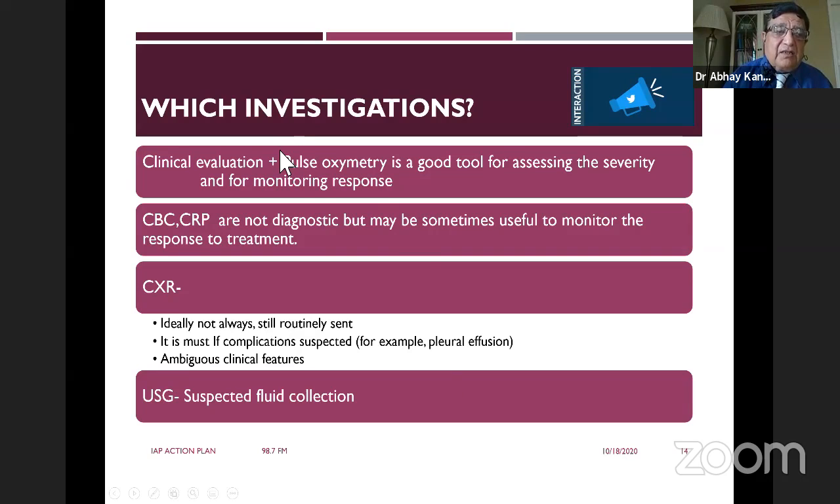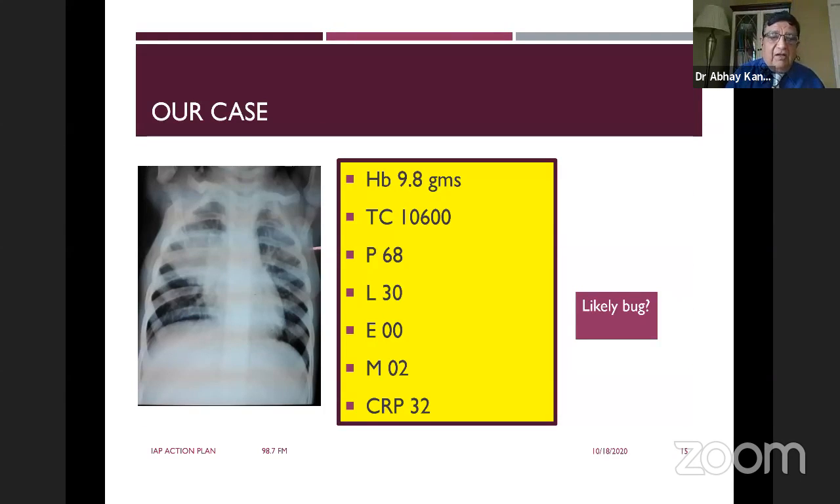So in general, as clinical evaluation, pulse oximetry, at the most CBC, CRP, X-ray chest, and USG in a suspected pleural infection are all that is required in a case of investigation. When we did our investigation, in our case, you can see that there is a classical case of pneumonia. You can see this cotton wool exudate. Hemoglobin was low. Total count was 10,600. Poly 68%, and CRP was high.